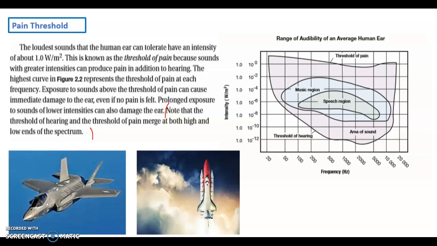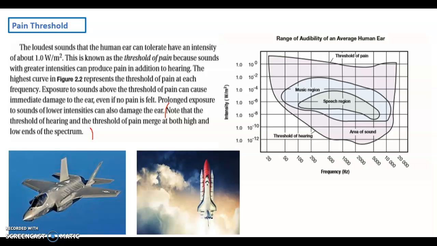Now, exposure to sounds above the threshold of pain can cause immediate damage to the ear, even if no pain is felt. So even if you do not feel the pain at this instant, it damages your ear. Prolonged exposure to sounds of lower intensities can also damage the ear. So whether you always listen to very low sound or very high sound, this damages your ear. Note that the threshold of hearing and the threshold of pain merge at both high and low ends of the spectrum. This graph is really important to understand and to know how to analyze and read it.